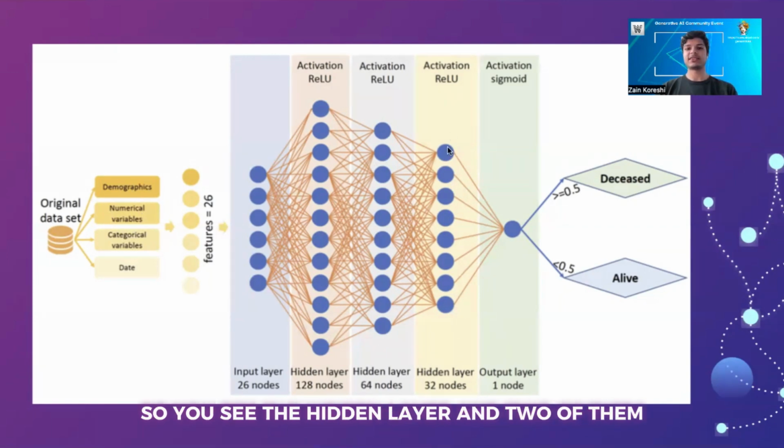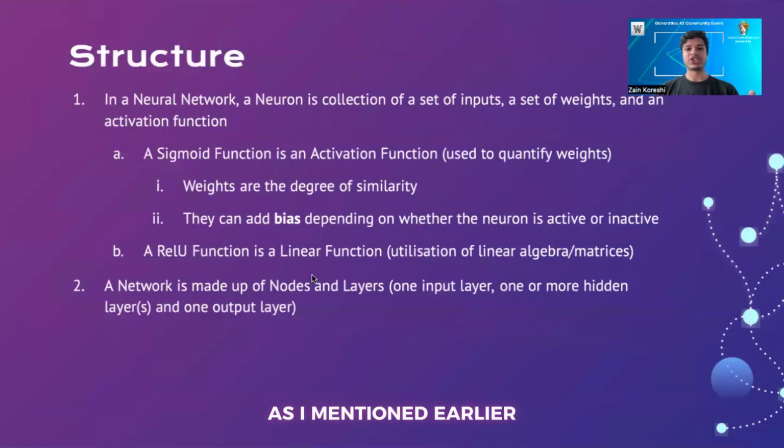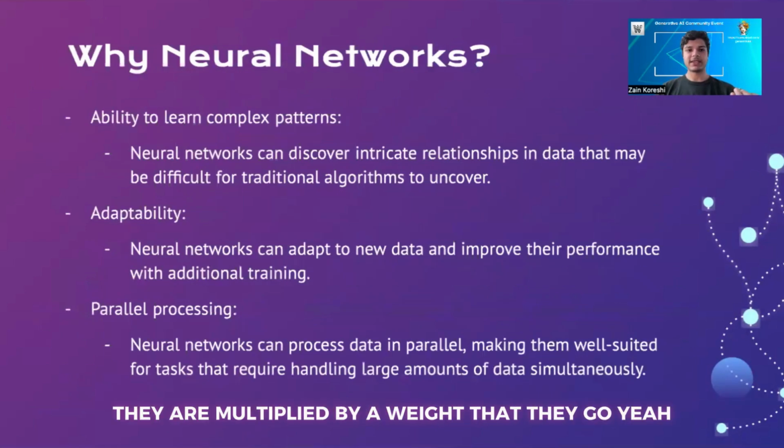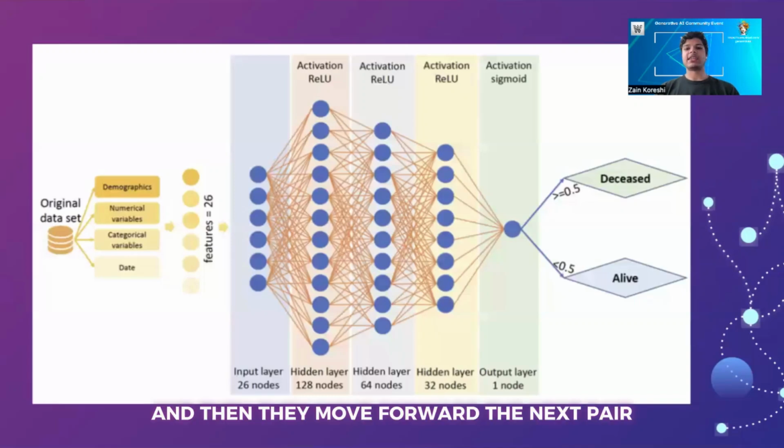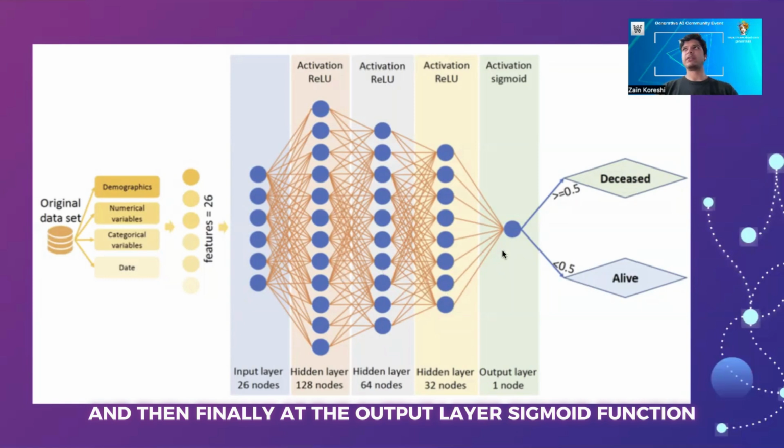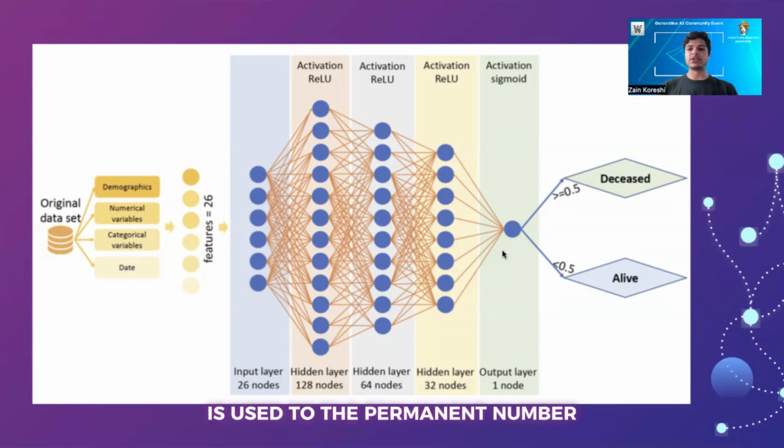After that, here come the hidden layers. Over here, there are 3 hidden layers, and all three of them have ReLU activation functions, and the output layer is where the sigmoid function is executed. The information from the features is taken and multiplied by a set of weights, and then moves forward to the next layer, and so on and so forth. Finally, at the output layer, the sigmoid activation function is used to determine a number.